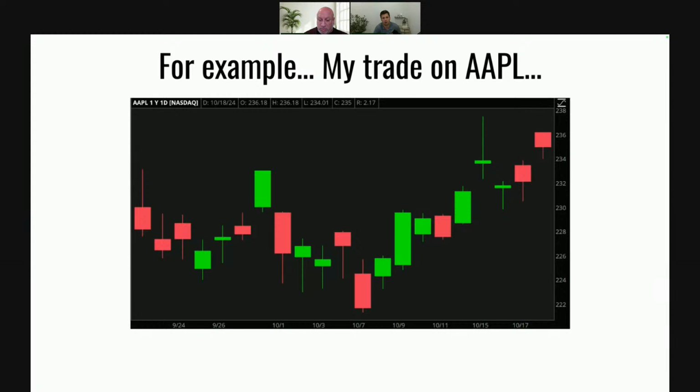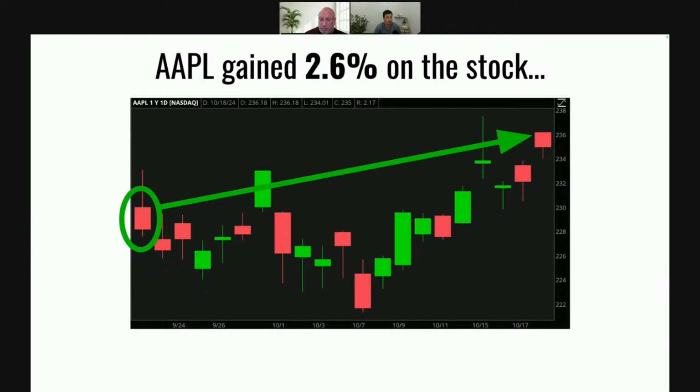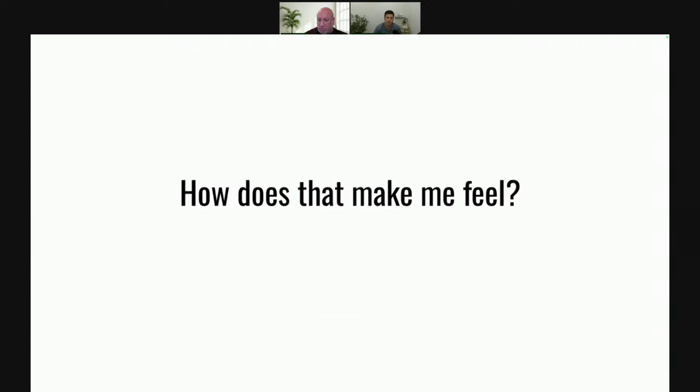For example, here we go. Let's look at my trade on Apple. This was a trade I took last year on Apple. I entered on September 20th. I did a bullish call option. Apple gained 2.6% on the stock, so I was right about the direction. Looks good. Everything looks awesome. But here are my options. I took a screenshot of them for you here. Stock moved higher. The calls are supposed to go up, right? Well, no, I was down almost 20% on the options.